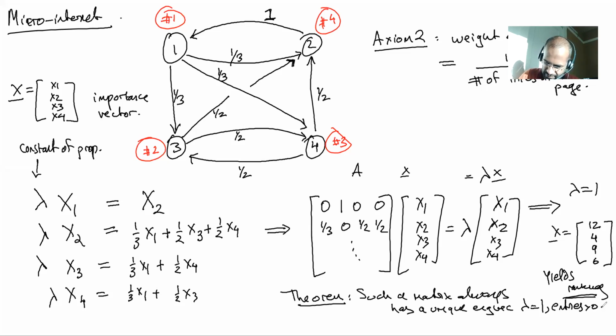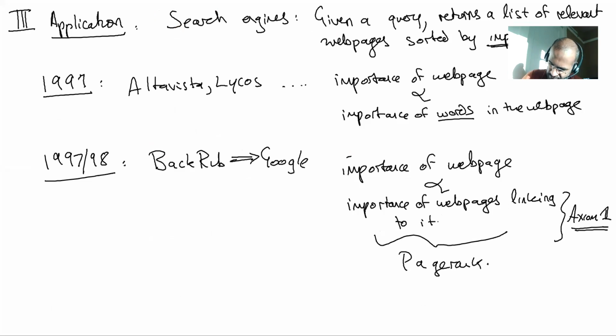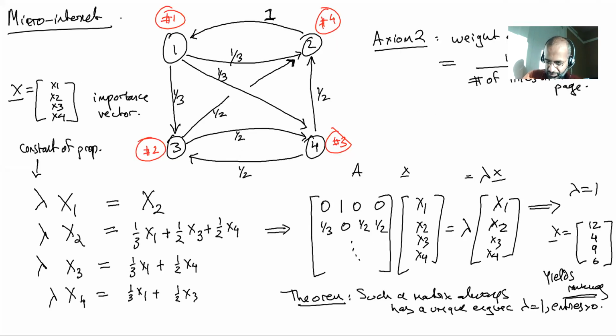And so this is actually the key idea behind this BackRub, which was renamed to Google. So this was the original paper that started Google, and this method is called PageRank, and it's actually what we use to rank web pages. So the single most important event in search was the realization that the right way to think about search is that it's an eigenvector problem for the whole internet.